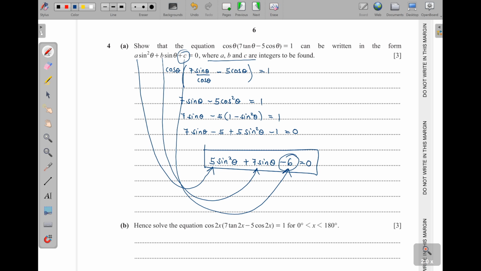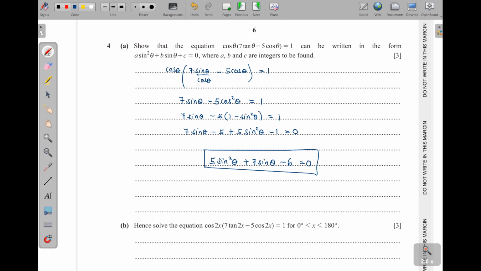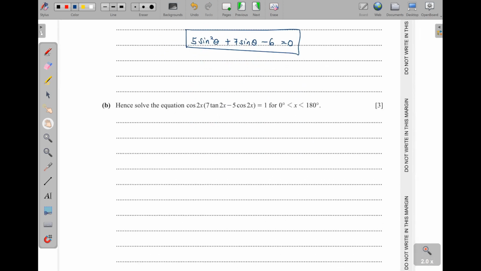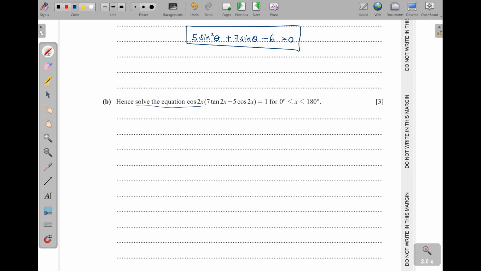So they said A, B, and C are integers. Those integers can be positive or negative whole numbers. So that is that for this part here. Then part B, hence solve the equation.